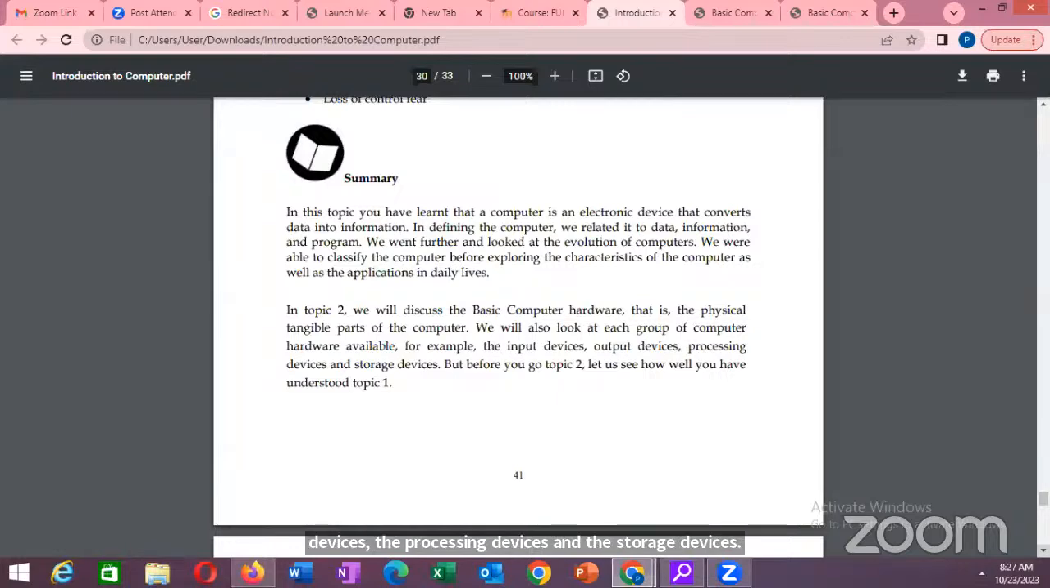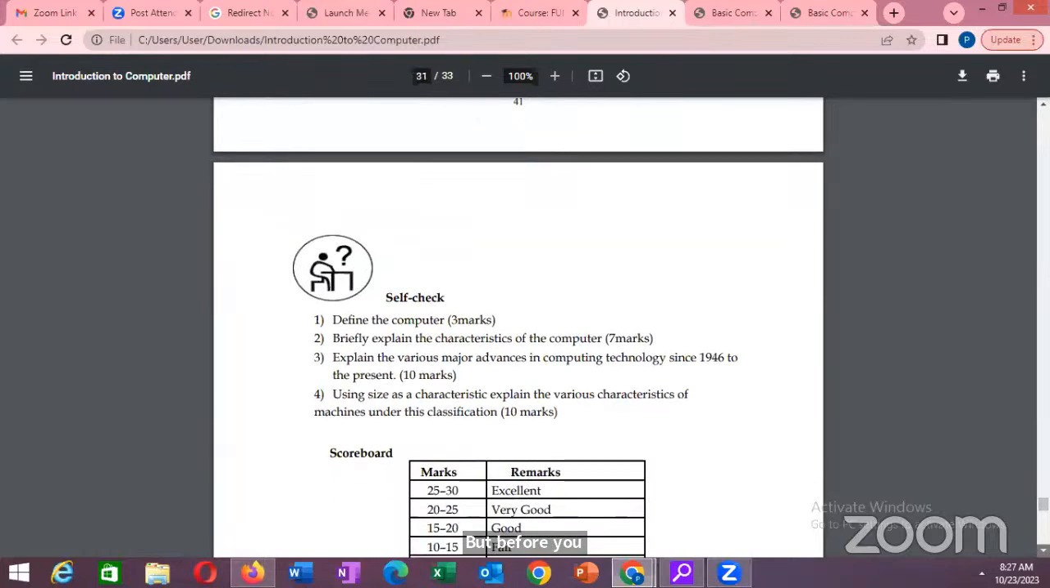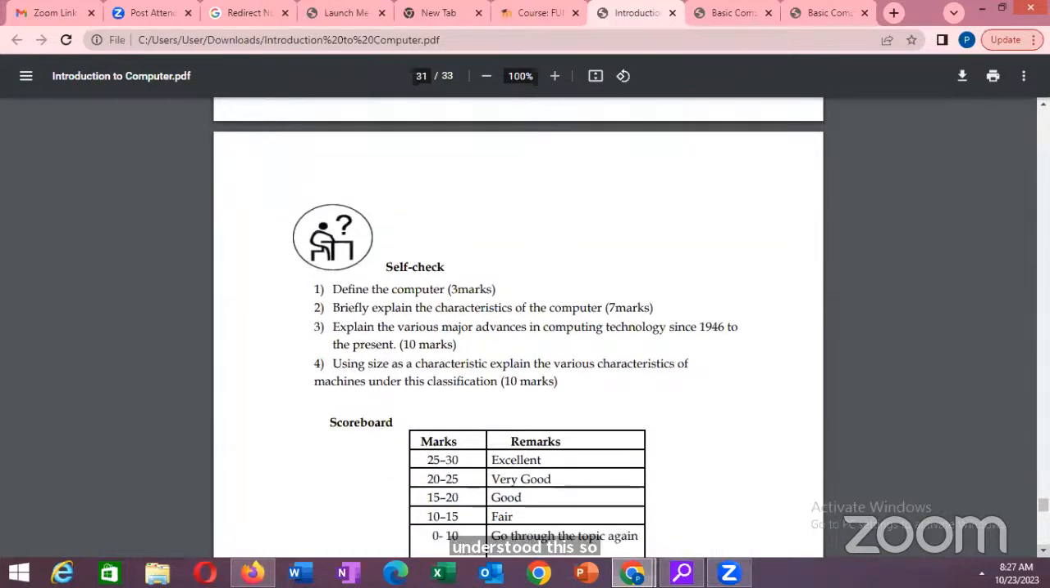But before you go to topic 2, let us now see if you understood this. So, can you define a computer? Can you quickly define to the chat box what a computer is? Then can you explain the characteristics of a computer? I want you to answer these questions very fast on your chat box. Define what a computer is. Briefly explain the characteristics of a computer. Then explain the major advances in computing technology since 1946 to present. But that one you can do it later. But can you just answer the first 2 so that we can see a recap? The first 2 questions, define what a computer is and explain the characteristics of a computer.